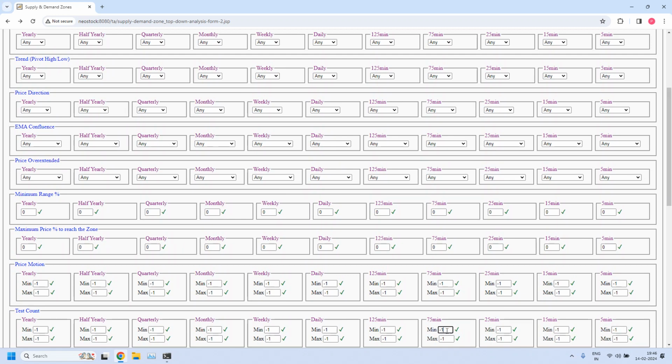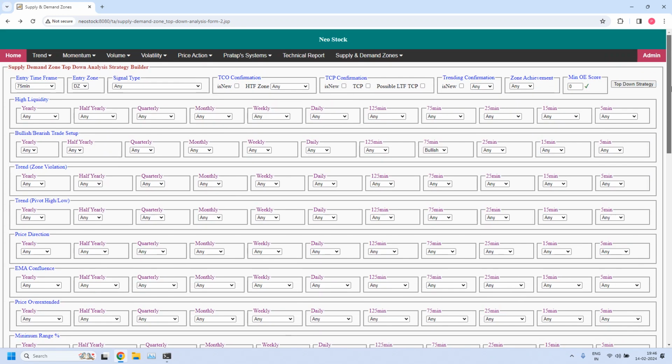Now we have to set it at 75 minutes. Test count we are setting 0. One disadvantage in setting test count 0 is that high liquidity zones will be filtered out because they support multiple testing. But anyway, most people may think test count 0 is very crazy, even though I don't agree with that.